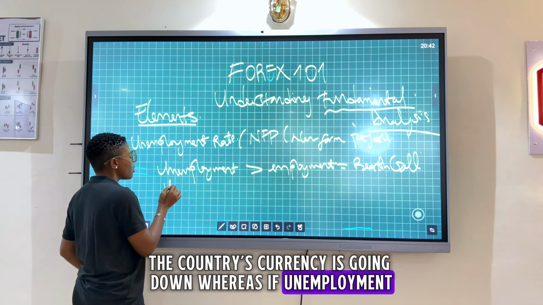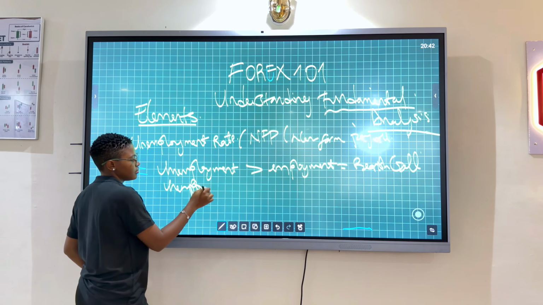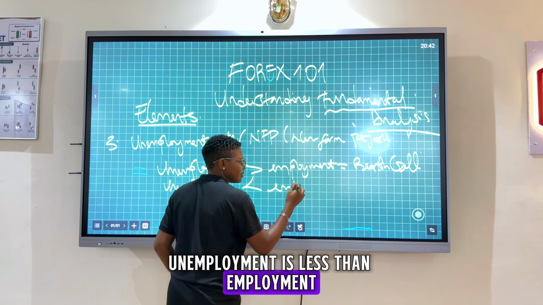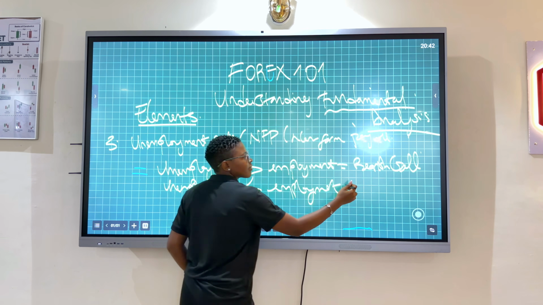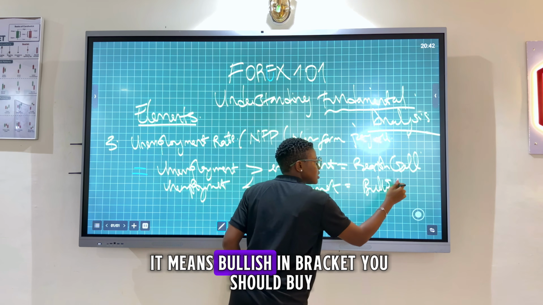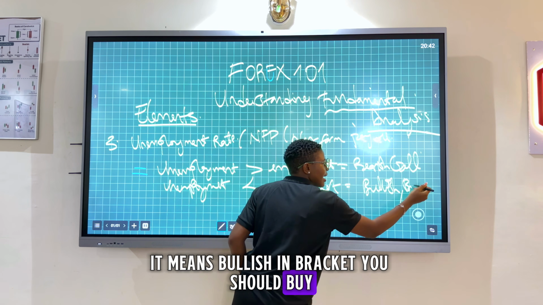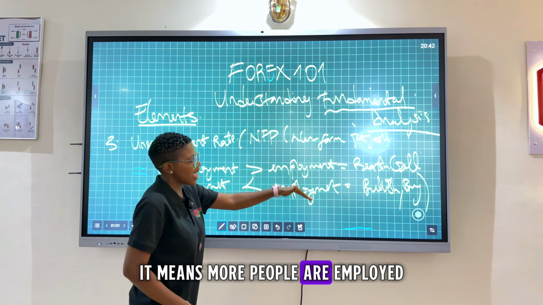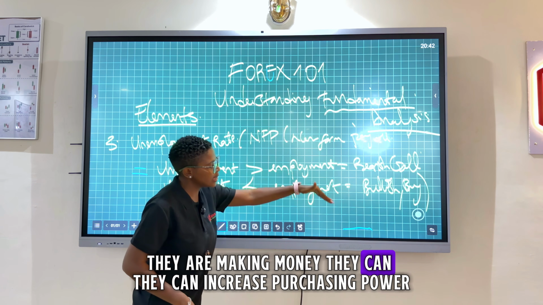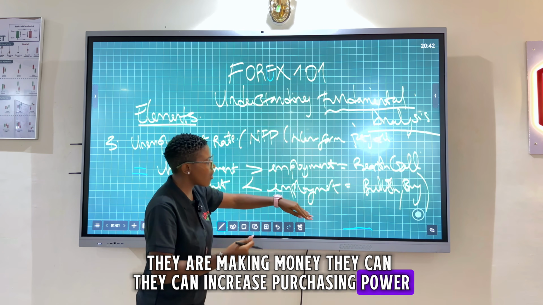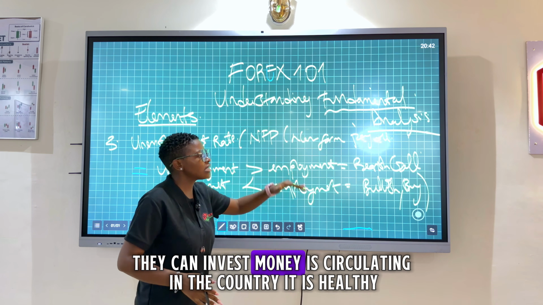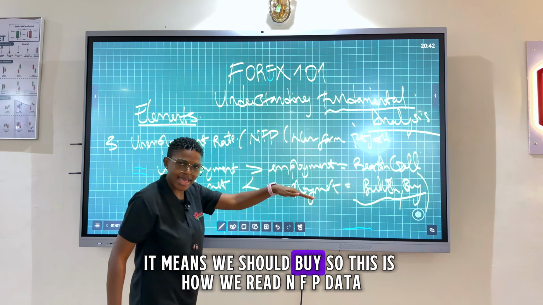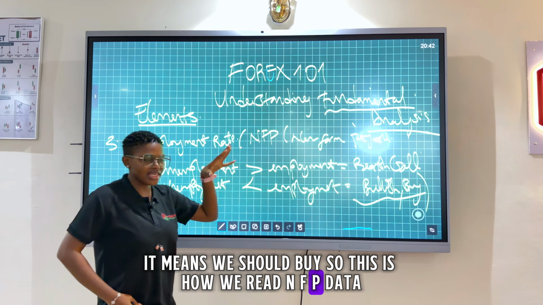Whereas if unemployment is less than employment, it means bullish. In bracket, we should buy. So if unemployment is low, it means more people are employed, they are making money, they can increase purchasing power, they can invest, money is circulating in the country, it is healthy. It means we should buy. So this is how we read NFP data.